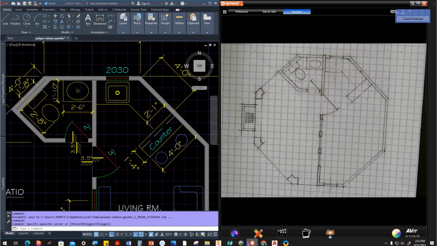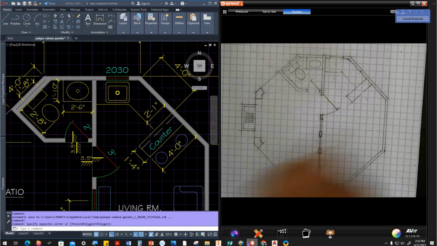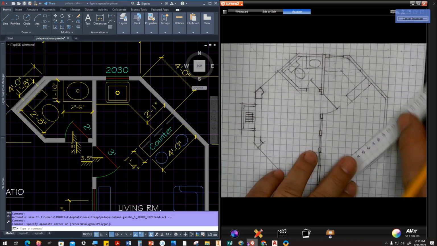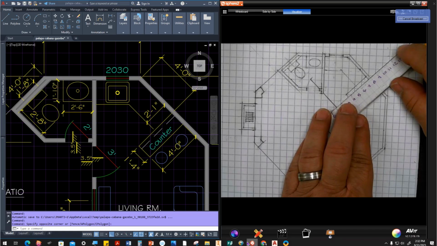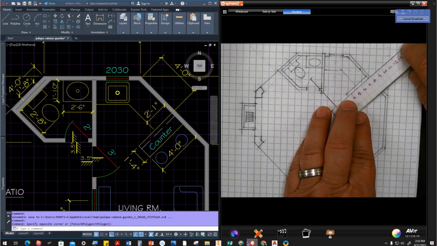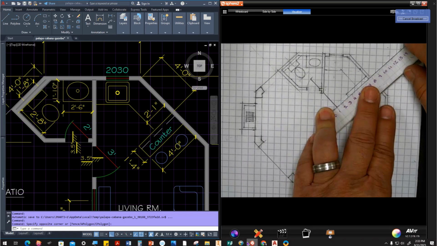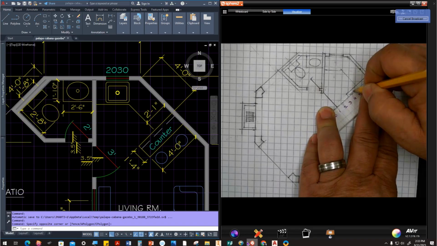Supporting this counter, well, there's supposed to be a wall here under the counter. And because it's under, it's hidden from view. So do that in hidden line type.